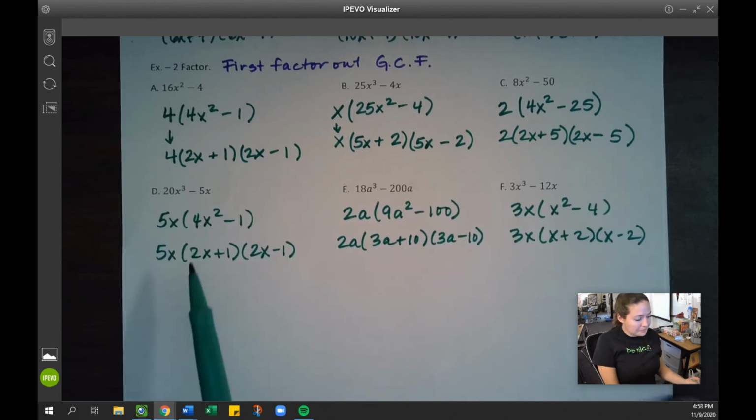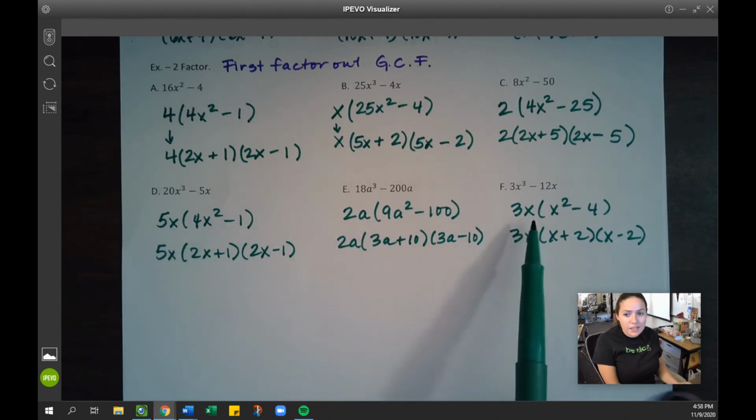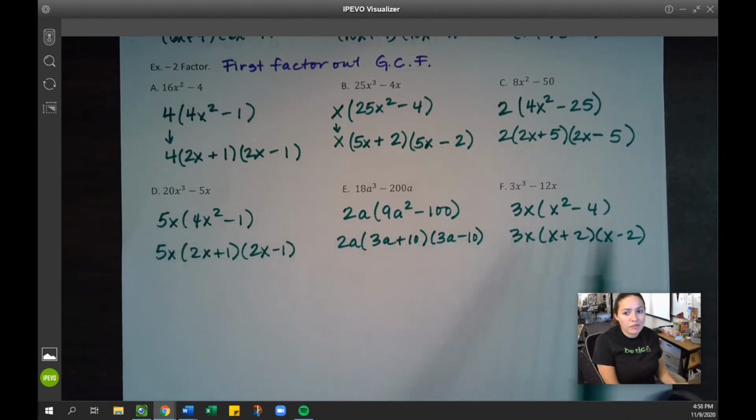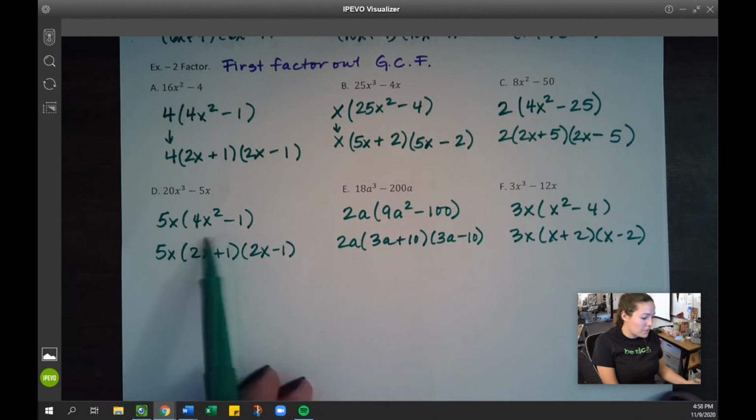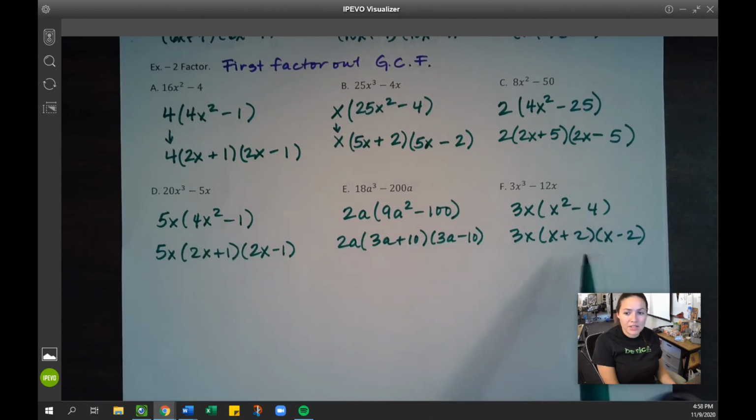All right, so for each of these, you should have taken out the greatest common factor, and then what you're left with is a difference of squares that you can continue to factor down into those similar factors, just like that.